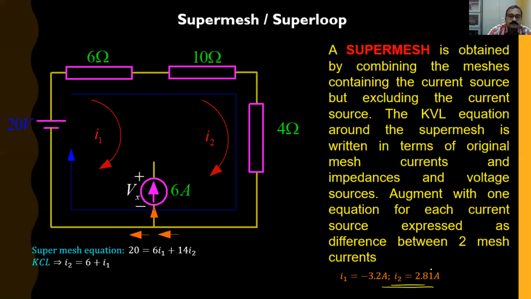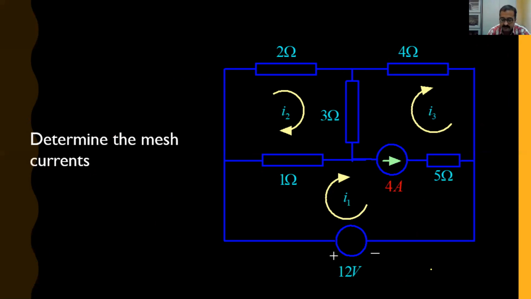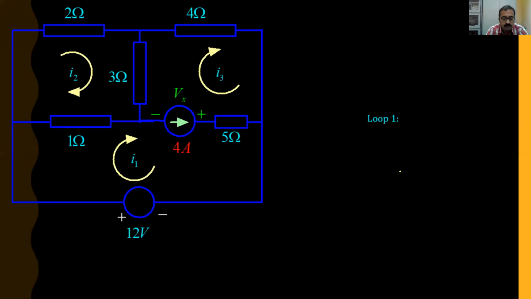Okay. Let us try the next example. Determine the mesh currents. So again, you can either go for a super mesh or you can assume a voltage across the current source. Okay. So these are the loop currents, and I have assumed a voltage across the current source like this. So loop 1, what will you get? Loop 1, for this assumed current direction, minus to plus potential rise: Vx plus 12 equals what? 5 plus 1, 6 I1, then minus I2, then minus 5 I3.